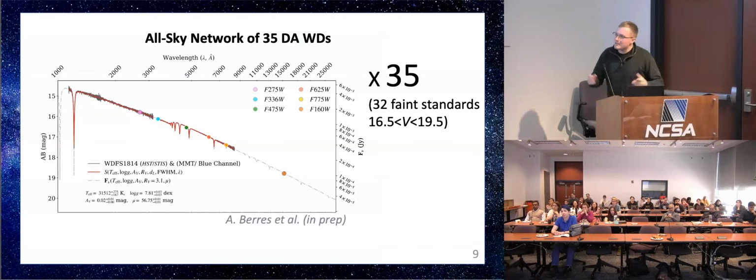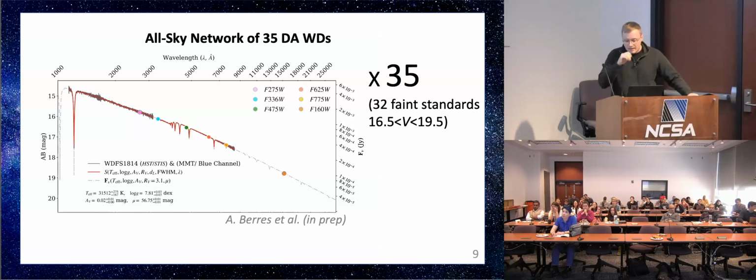So this is what's motivated the all-sky network of 35 DA white dwarfs that we've got as a collaboration. Of those 35, 32 of them are very faint white dwarfs that are useful for these types of applications. But 3 of them are bright DA white dwarfs that are already in what we call the CALSPEC system. So these are a set of standards that are already calibrating our surveys. So you can put them on the same scale, if you like.